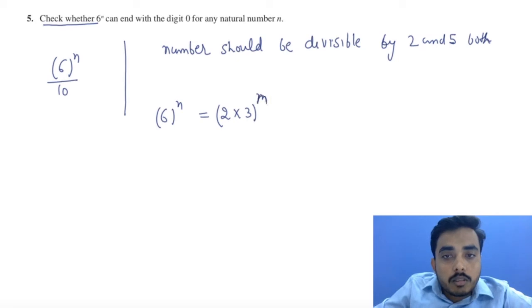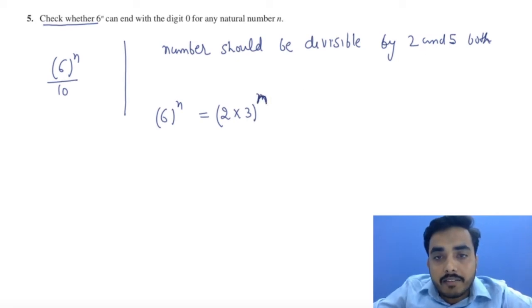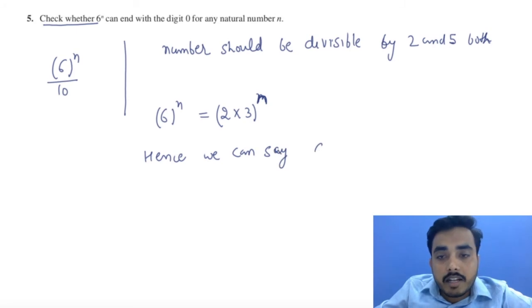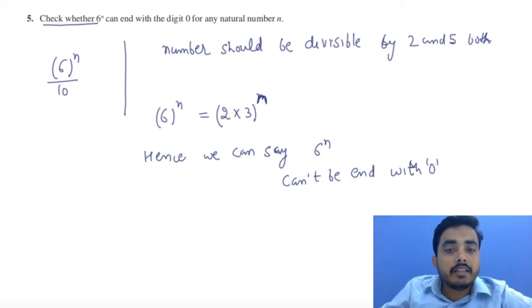So there is no term of 5 in 2 into 3 raised to power n. So 2 into 3 raised to power n में अगर कोई भी 5 की टर्म नहीं है तो ये नंबर 2 into 5 से तो डिविजिबल हो ही नहीं सकता. Hence we can say 6 raised to power n can't end with 0, और या तो ये 0 से डिविजिबल भी नहीं होगा. ओके, आई होप आप सबको क्वेश्चन समझ आया होगा.